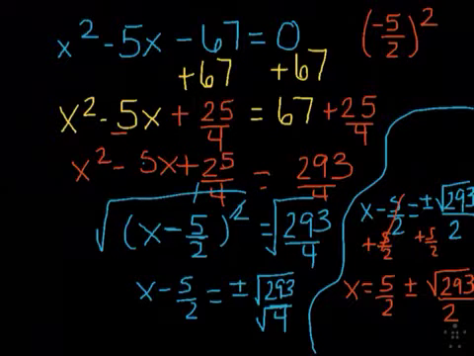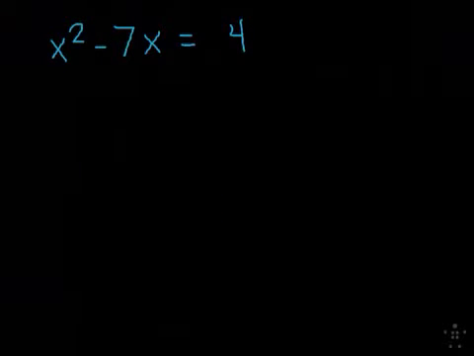And remember, it's two answers here. Please keep it as a fraction. Don't change it to a decimal. Okay, let's do another one. We see our constant term is already on the other side. So our next step is to take half the middle number and square it.